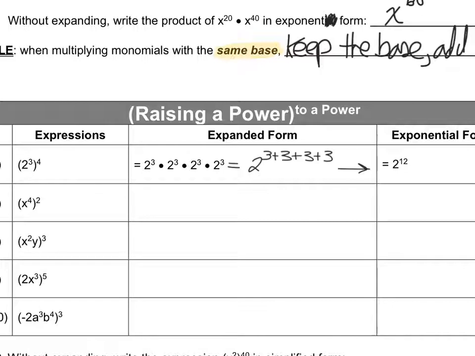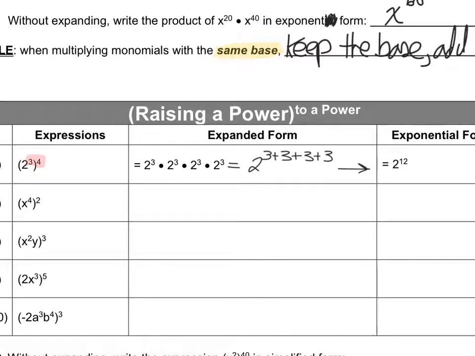But you could obviously see the drawback to expanding it out. What if it was 2 to the third to the 70th power? You don't want to write 2 to the third times 2 to the third 70 times just to add your exponents 70 times. To come up with your result, you need a shortcut. And that shortcut involves simply multiplying your exponents.